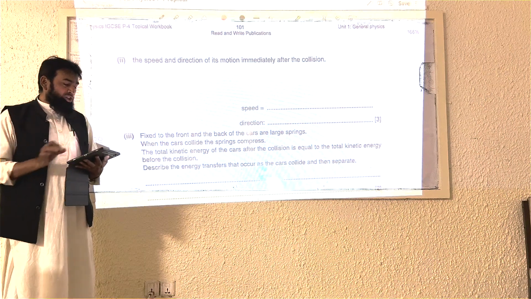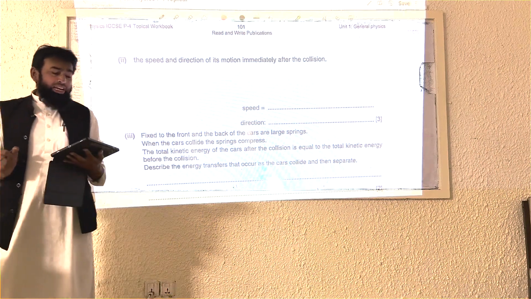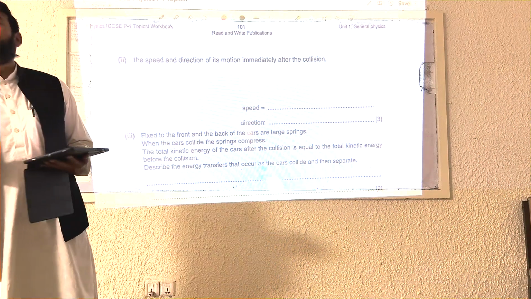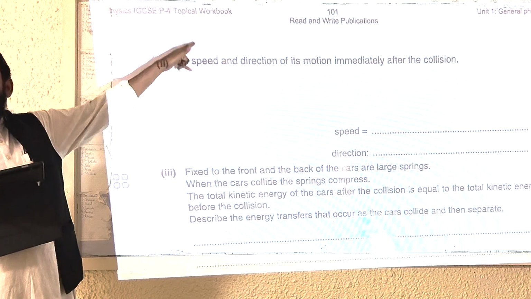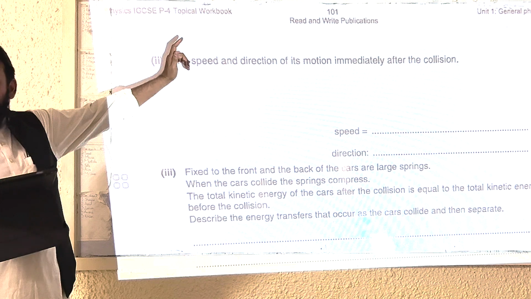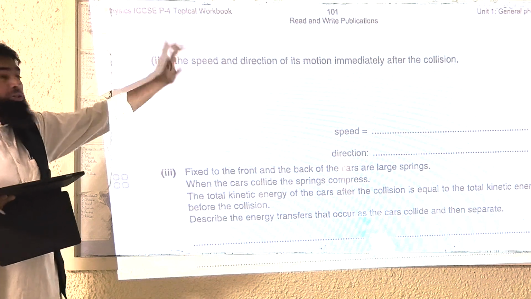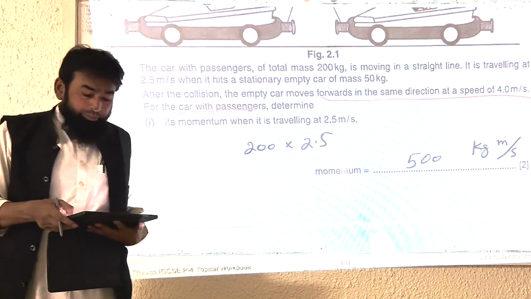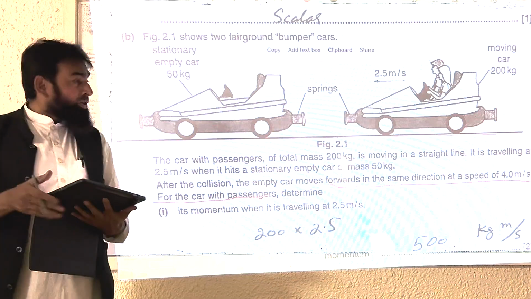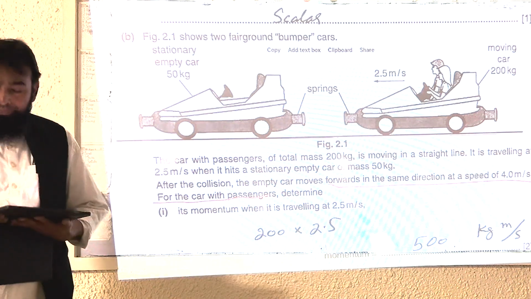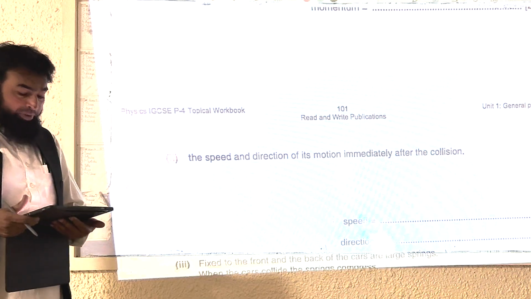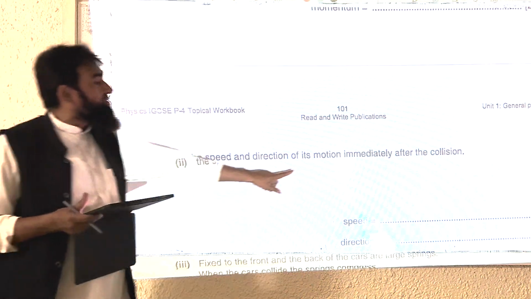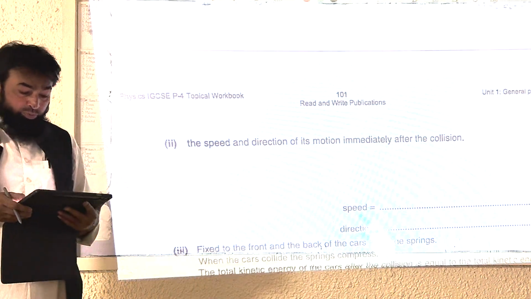The speed and direction of its motion immediately after the collision. This is very important to understand. What we are going to find out is about the passenger car, the car in which the passengers are sitting. We are talking about that car. We are not talking about the car which is without passenger. Now, he is asking us for the speed and direction of its motion immediately after the collision. This part we are going to do.